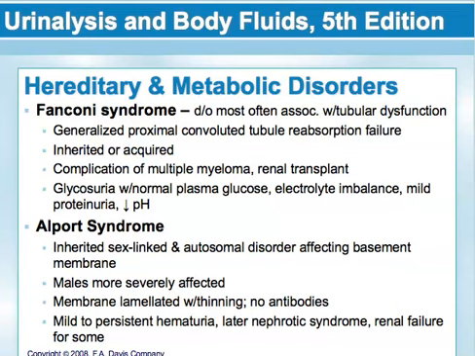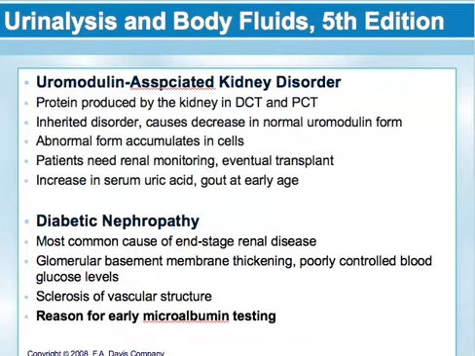Next is Alport's syndrome, which is a genetic sex-linked disorder that affects males more severely than females. In this one, patients have a glomerular basement membrane that is lamellated, which means it occurs in sheets and has areas of thinning, but there are no glomerular antibodies. The prognosis for this one can range from mild symptoms to persistent hematuria and renal insufficiency in later life, to nephrotic syndrome and end-stage renal disease.